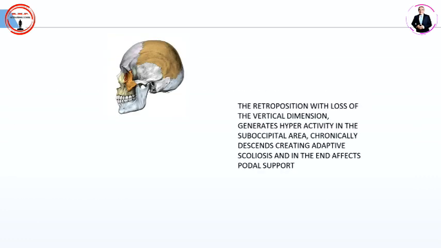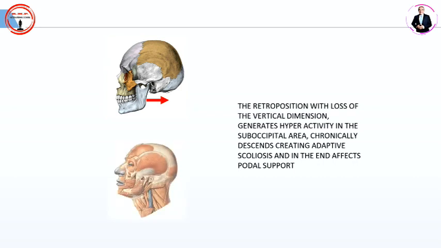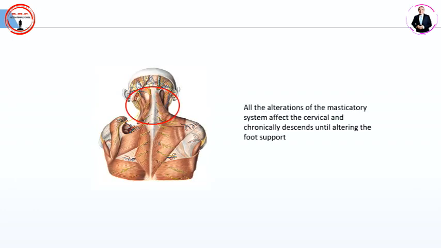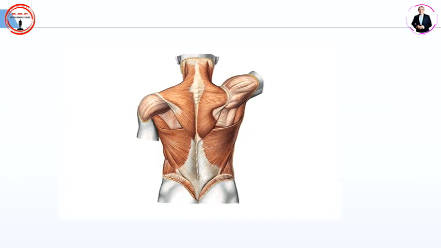The retroposition with loss of the vertical dimension generates hyperactivity in the suboccipital area, which chronically descends, creating adaptive scoliosis and in the end affects podal support. All the alterations of the masticatory system affect the cervical area and chronically descend until altering the foot support. In a descending form, the muscular dysfunction reaches the lumbar area and the foot.